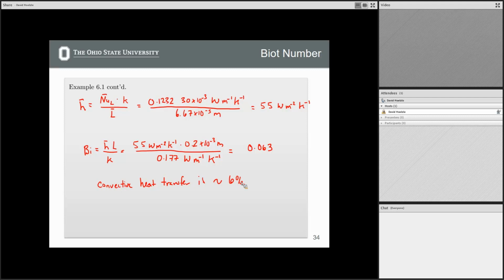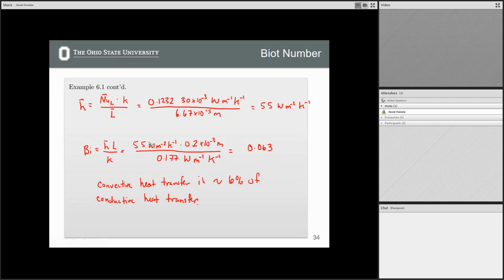So what we're saying is that the convective heat transfer is about 6%, and of course we have to say in relation to something else. Convective heat transfer is about 6%. The primary heat transfer method is conduction, but convection has more of an influence in the powder diffusion case.